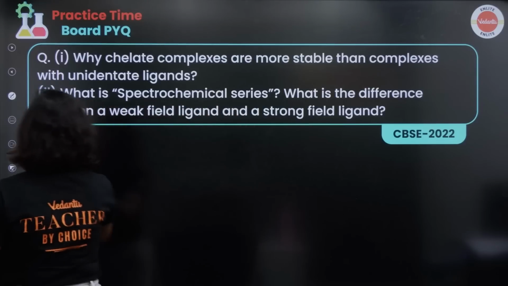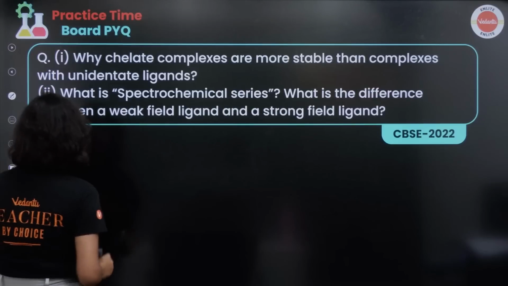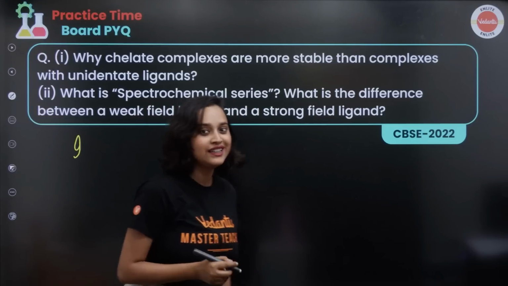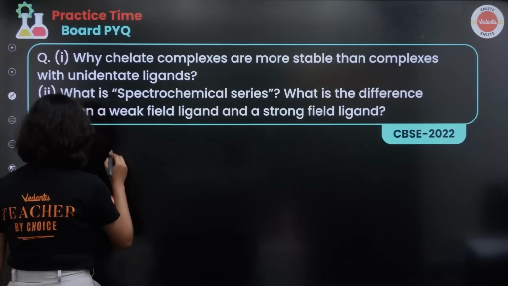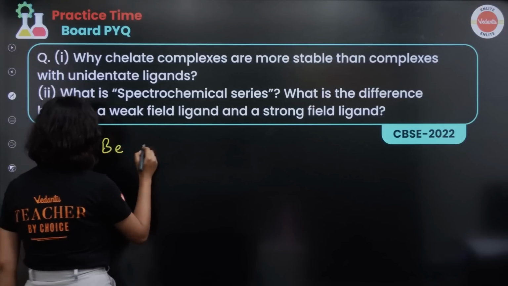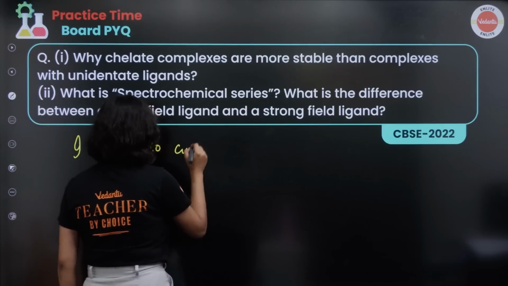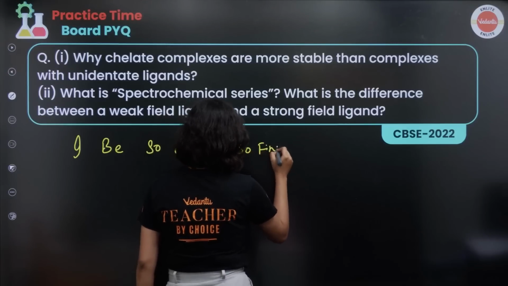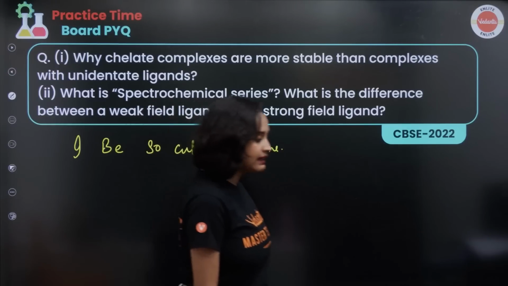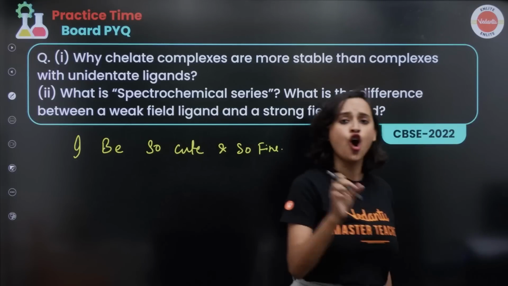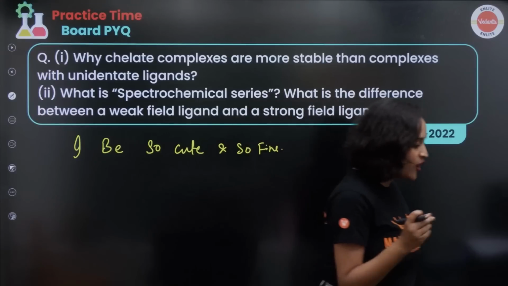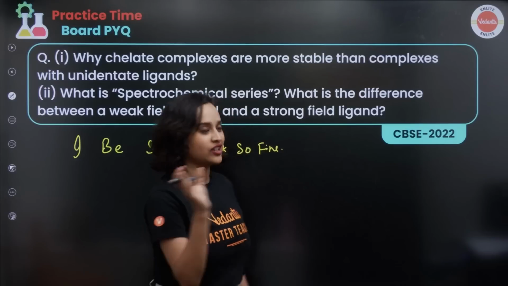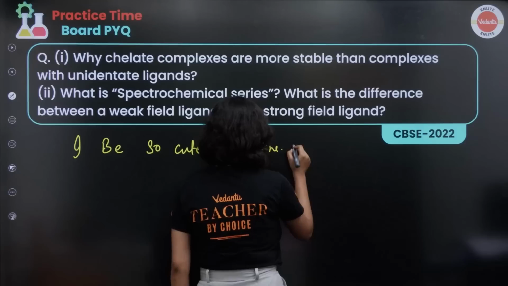Now, let me give you a trick on how to remember the spectrochemical series. Let's write that down. It is I, B, so cute and so fine, full stop. And then you write O, ox, near water, never enter a mine, easily can cover. It's a very stupid one, but still.